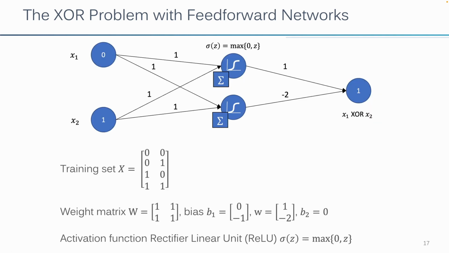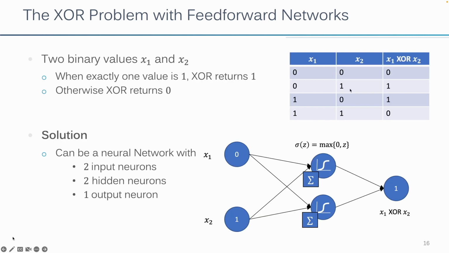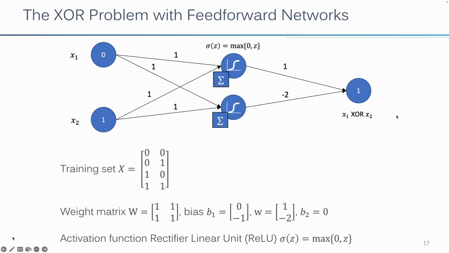And this looks like that. So we have a training set of all the different examples that we just looked at. We have 0, 0, 0, 1, 1, 0, and 1, 1. And this is from this table. And we also have the outputs, which are 0, 1, 1, 0. So we have one matrix of training examples and a vector of output examples.